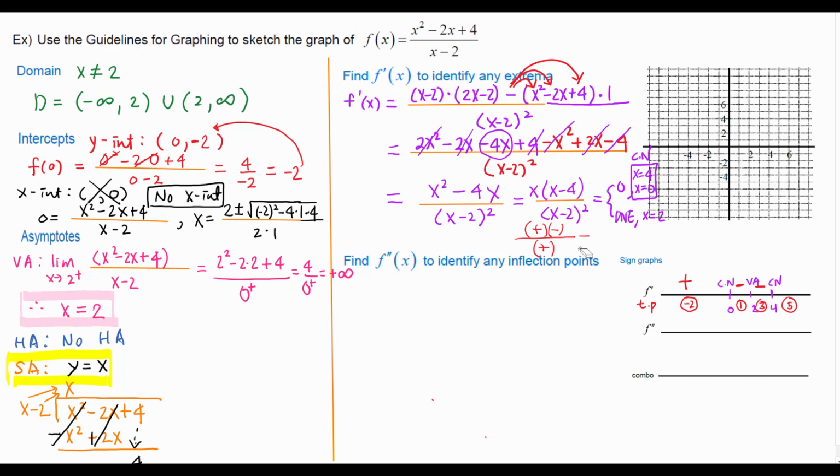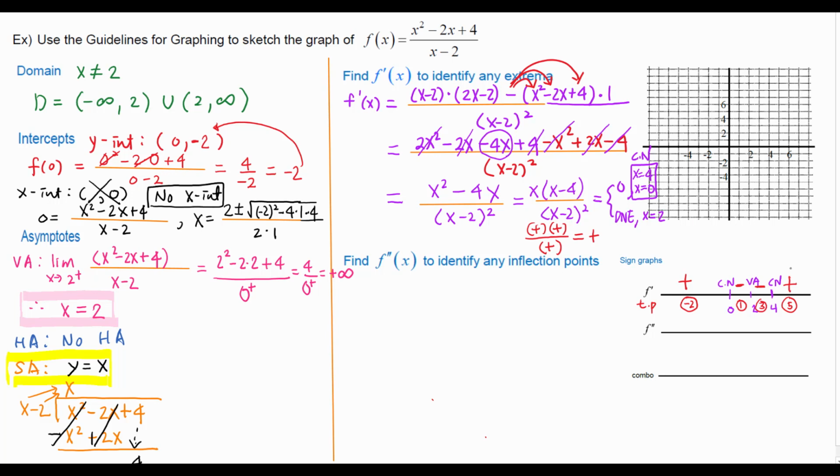All right, let's test the last test point, which is 5. 5 is a positive number. Quantity 5 minus 4 is a positive number. And quantity 5 minus 2 squared is a positive number. So this whole quotient is positive.